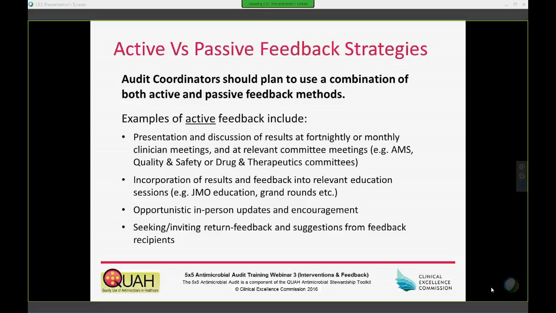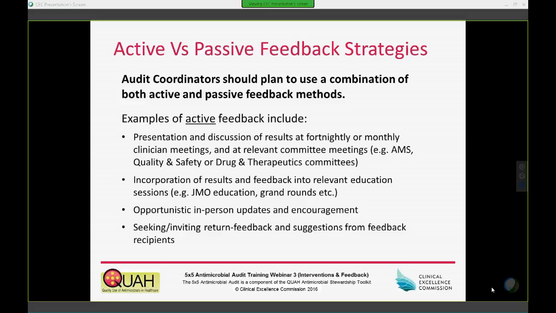Incorporating your audit results and feedback into any relevant education sessions. So perhaps the results or some of your key cases from your audit data that you've collected could be referred to during something like JMO education or perhaps grand round presentations. You can provide opportunistic in-person updates and encouragement. So this might mean actually mentioning the latest results in your conversations with people on the wards, or actually just taking the time to congratulate prescribing teams if they've been doing particularly well.